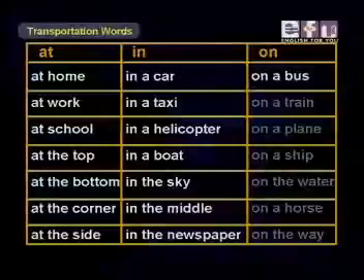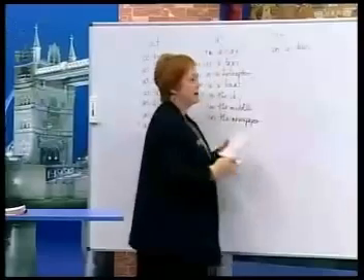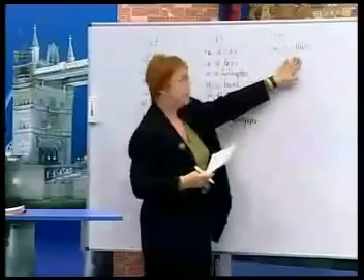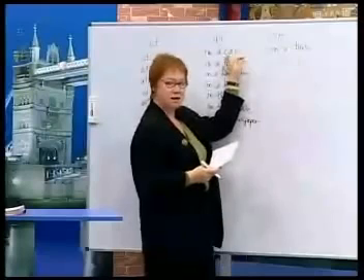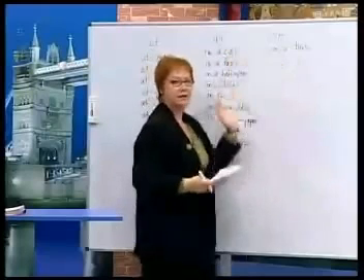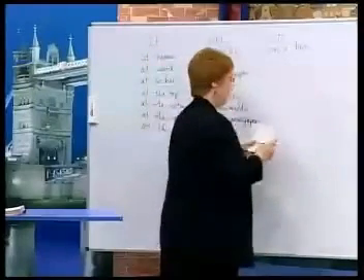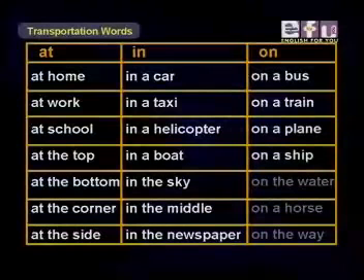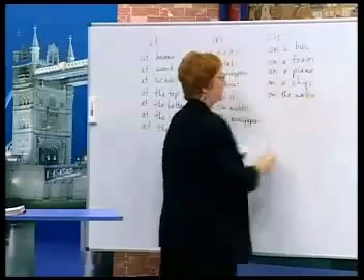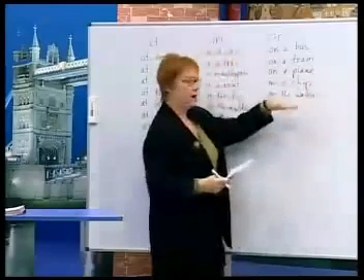On a bus. Now, a bus is big. A car is small. Okay? So in a car, on a bus, because on a bus we have to step up to get on it. On a train, on a plane, on a ship, on the water. So the ship is on the water.